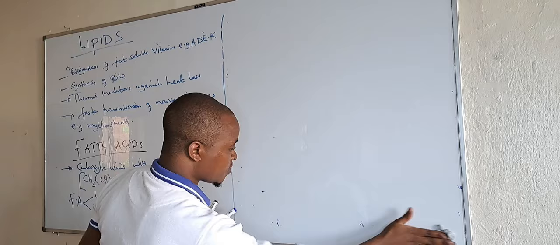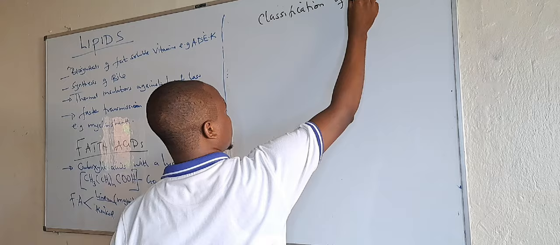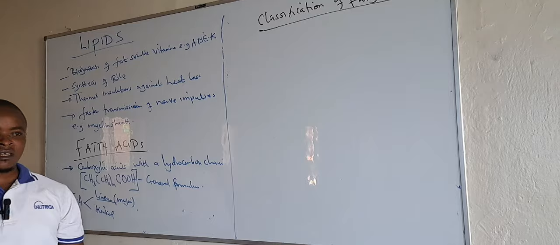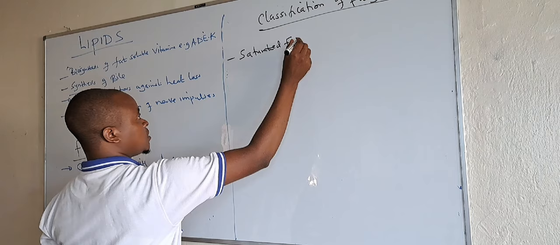Classification of fatty acids. These fatty acids are classified into two, whereby we have those with double bonds and those without double bonds. So they are classified into saturated fatty acids and unsaturated fatty acids.